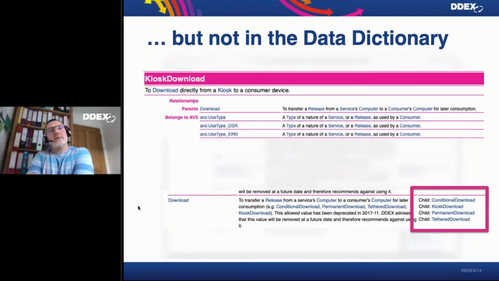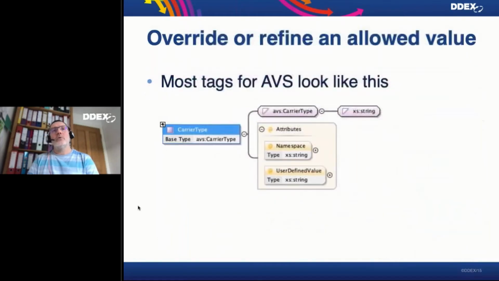Now, in some cases, you may want to communicate not just that something is a download, but you want to provide a specialization, but the specialization is not in the data dictionary because it's a new business model, for example, or a new type of release, a new type of sound recording. Or sometimes it's a completely new use type that is not in the data dictionary at all. Well, luckily, what you can do is refine or override an existing allowed value in a message.